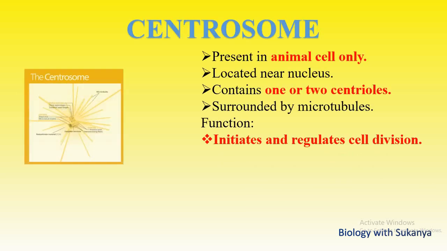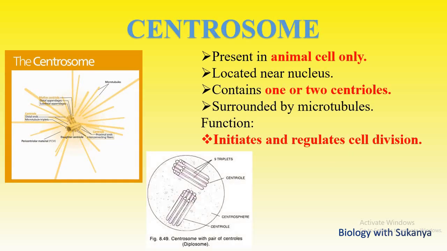Centrosome. Centrosome is an organelle which is present in animal cells only. It is located near the nucleus. It contains one or two centrioles. So this is the structure of the centrosome, and within the centrosome two centrioles are present which look like this, and these ray-like structures which come out from the centrosome are known as microtubules.